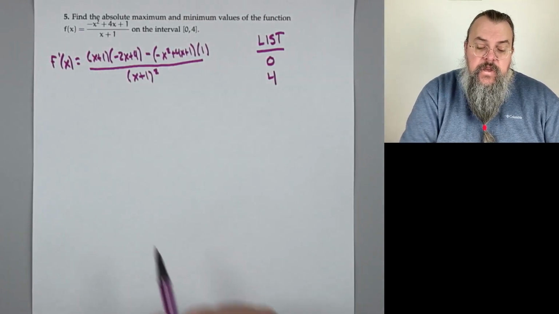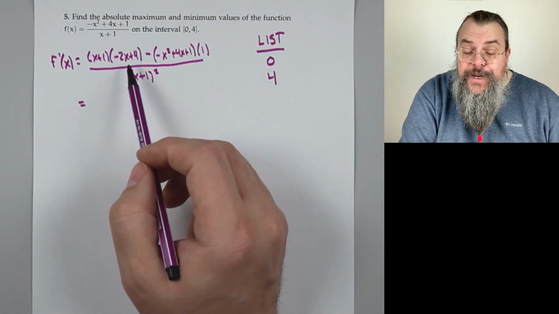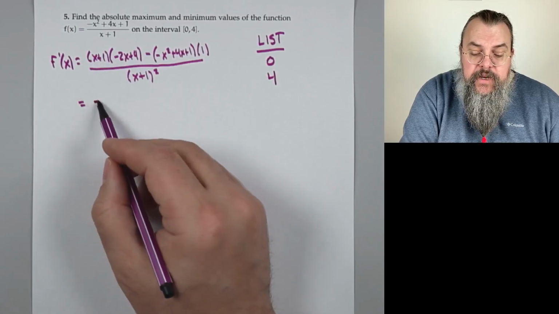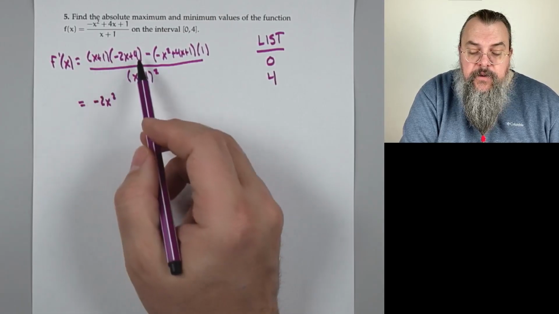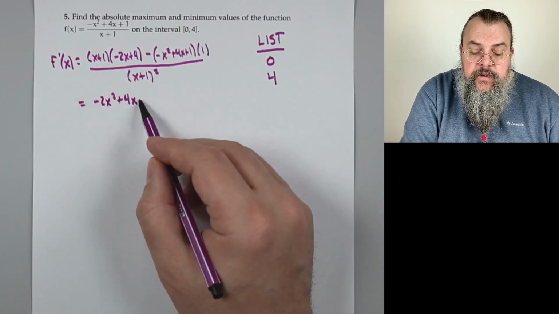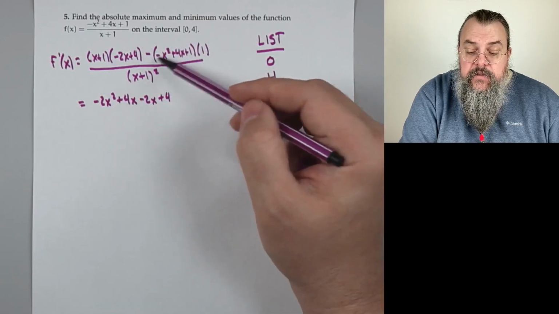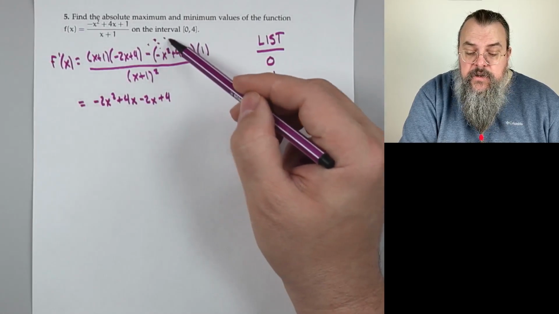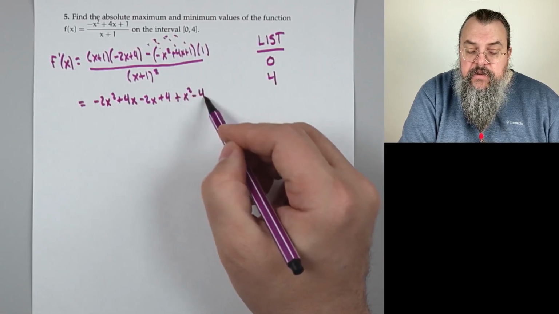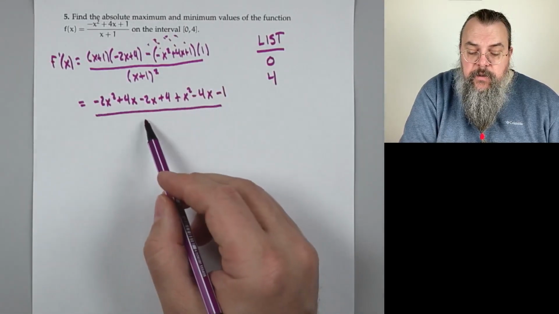Okay. Well, we clean that up, and what do we get? Well, okay, be careful, you got to do some multiplying. It's always dangerous. X times minus 2x is minus 2x squared, then 4x, and then a minus 2x, and a plus 4. Here, you have a minus distributed in, so make sure you get it to each term. So it would become a plus x squared, a minus 4x, and a minus 1. And all of that over x plus 1 squared.